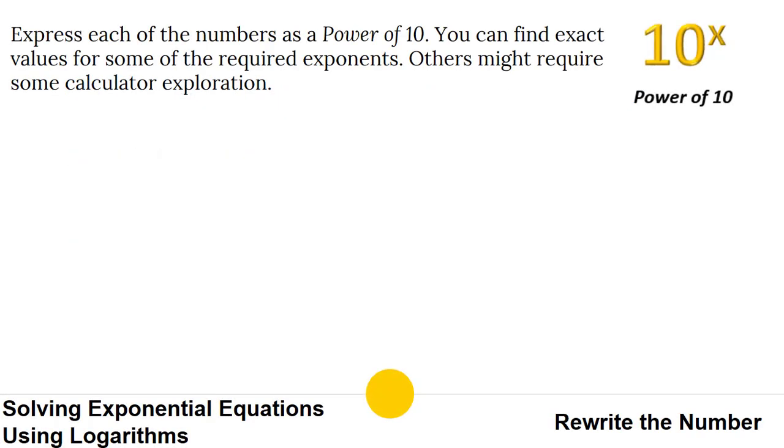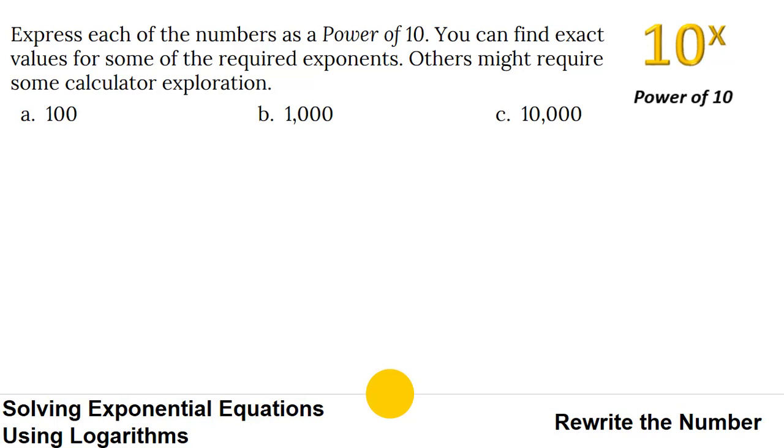The first thing that I ask students to do is to express numbers as a power of 10. In some of the cases I'm going to give them, they'll be able to find exact values for the required exponents, and others might require some calculator exploration. I want to be clear that the calculator in this case is not to be used for logarithms. That's not the expectation. I want students to do trial and error. Think about 10 to whatever power will give you the number that you're looking for.